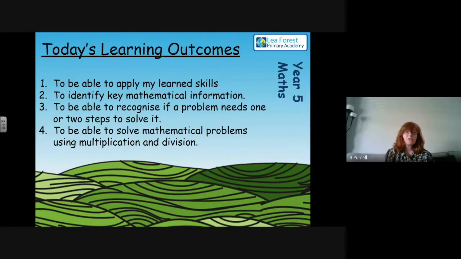And to be able to solve mathematical problems using multiplication and division. So we know how to do the mechanics of a calculation. Can we use what we know to solve the problems correctly?